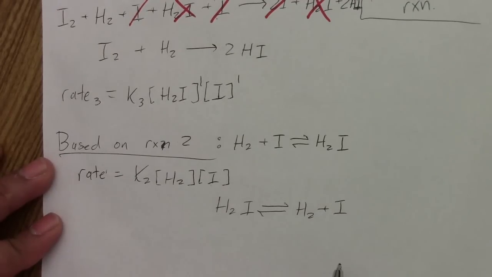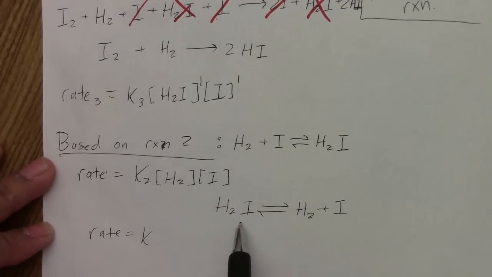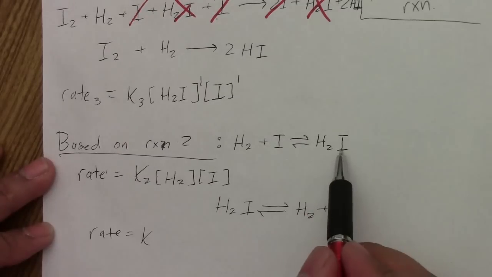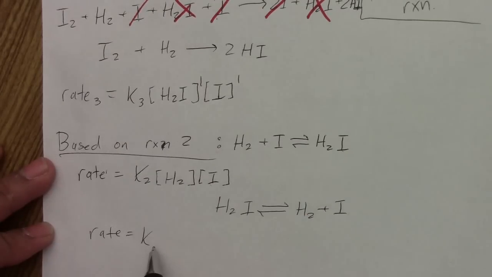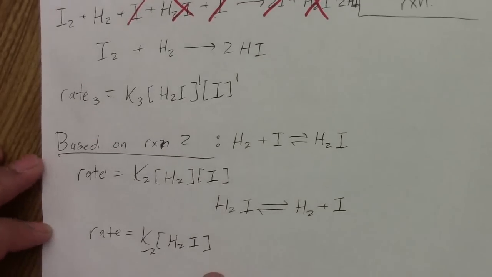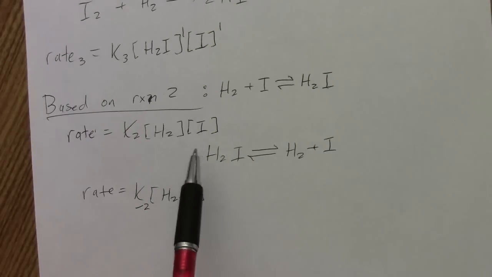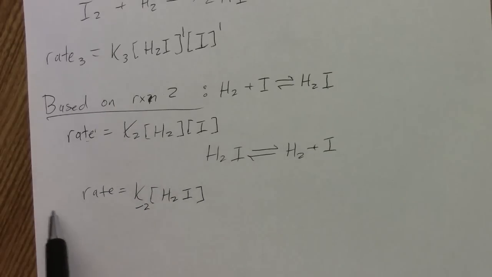So what you see now is that our reactant that we're going to look at is H2I. Our rate law only includes our reactants, and remember, this is reaction 2, just written backwards. Because it's backwards, we're only going to include our reactants. By the way, we're going to call this K minus 2 because it's backwards. And then we can put H2I right there. Now, the whole reason we're doing this is because at equilibrium, the forward rate is equal to the backwards rate, right?